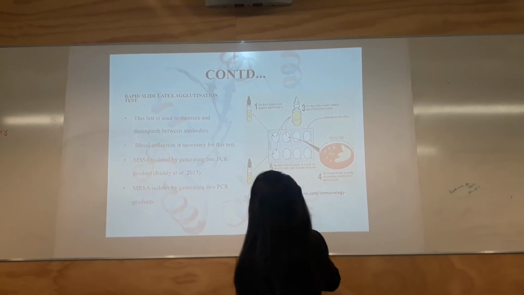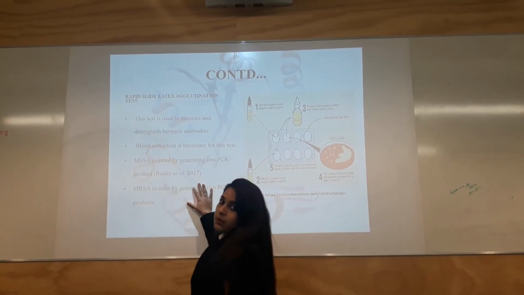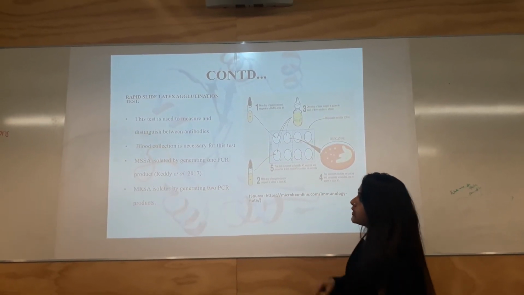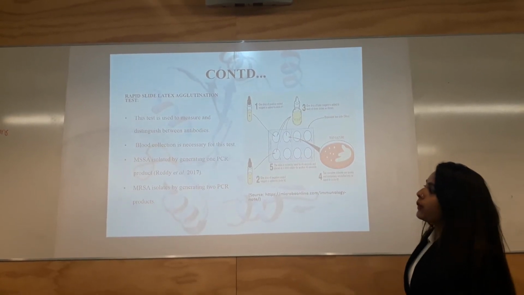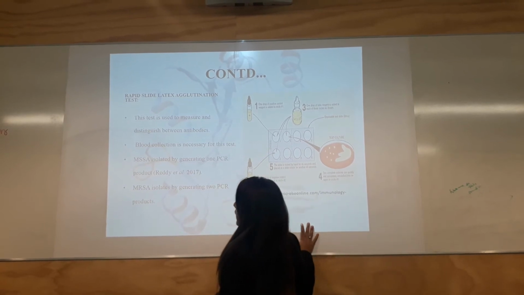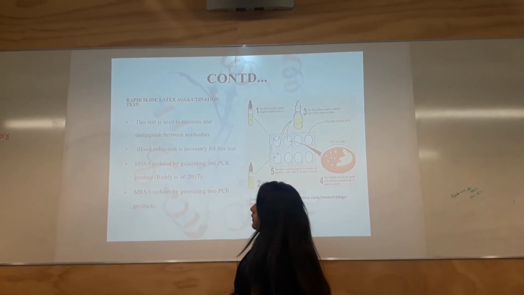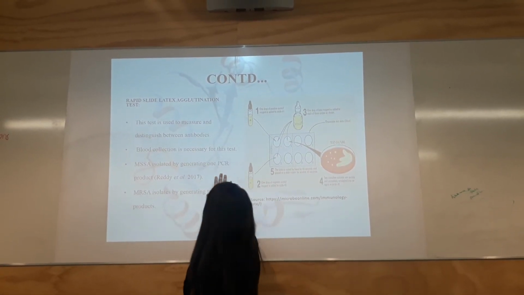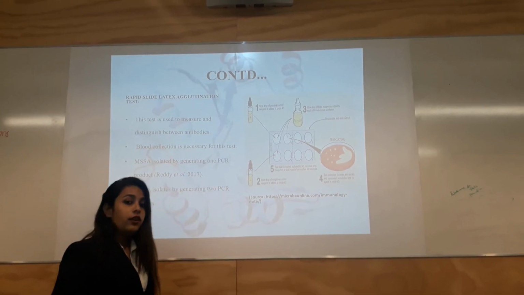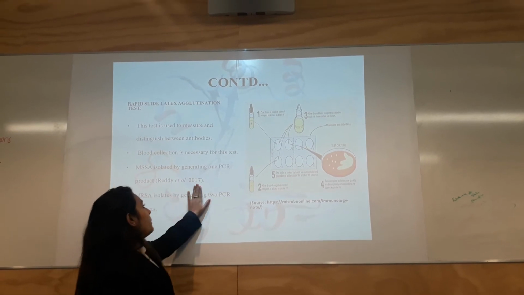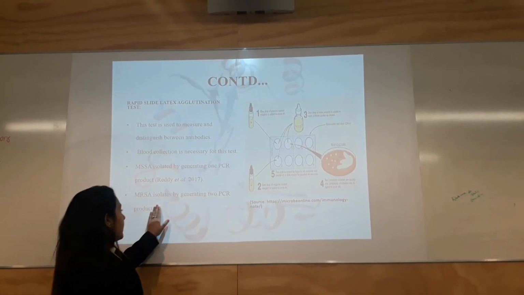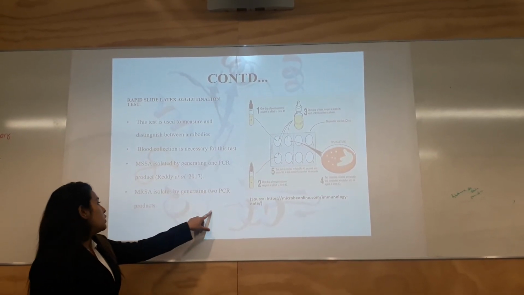Now, you can see another test method for this, which is known as the rapid slide latex agglutination test. This test is used to distinguish between antibiotic resistances. In this method, we collect blood, because blood collection is necessary for this test. MSSA is isolated by generating one PCR product, and MRSA is isolated by generating two PCR products.